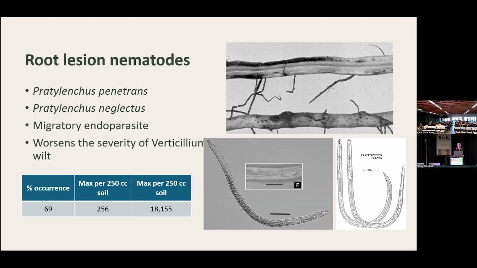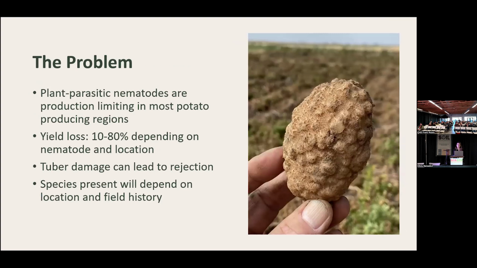So when they're present together, this nematode will worsen the severity of Verticillium wilt that you may be seeing. All these nematodes cause their own problems in potato, but overall, the problem is that they're production limiting. Yield loss can range from 10 to 80% depending on your nematode and your field, and tuber damage will lead to rejection. They're also really hard to deal with because the species present will depend on where you are and your field history.